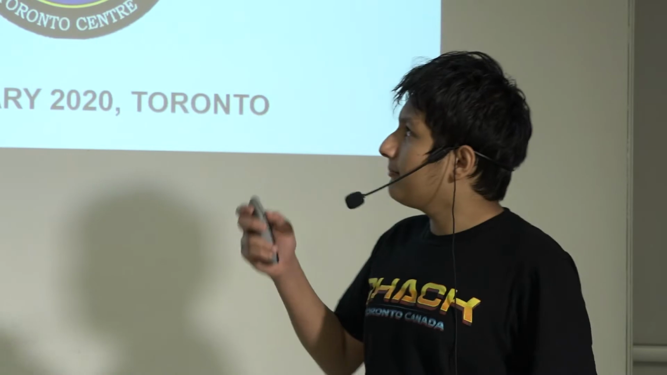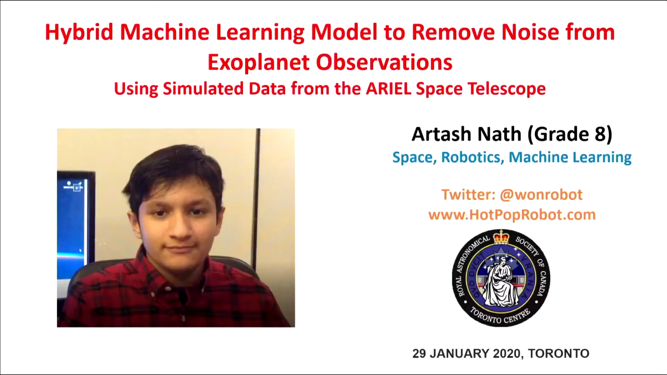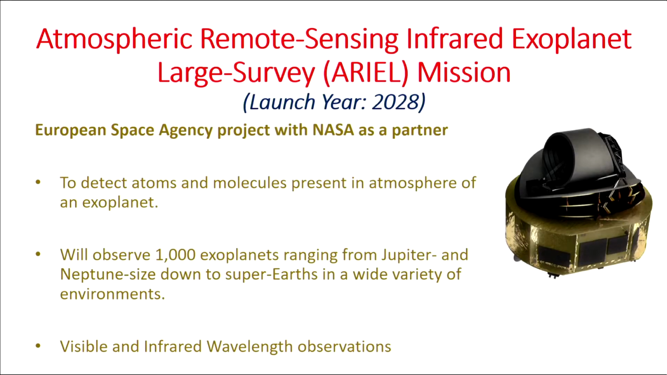Today, I'm going to be talking about using hybrid machine learning models to remove noise from exoplanetary observations using simulated data from the ARIEL Space Telescope. So, first off, you may have noticed I said simulated data, not real data. This is because the ARIEL Space Mission will be launched in 2028. It's a medium-class mission by the European Space Agency in collaboration with NASA. In its 4-year mission, it'll observe over 1,000 exoplanets.